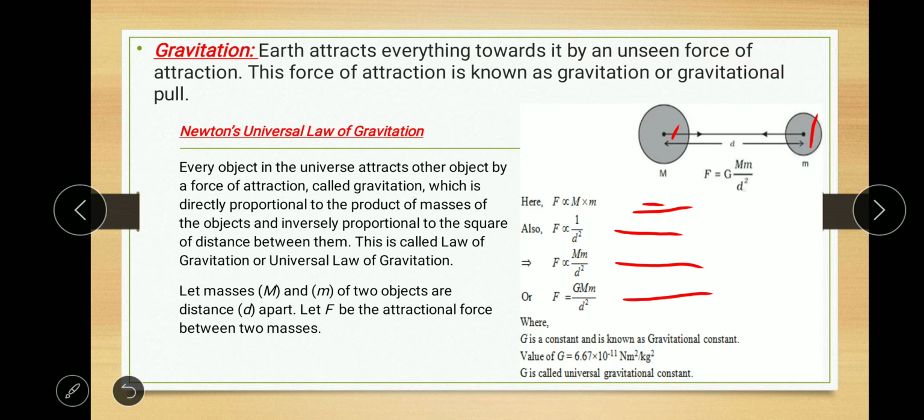So in this slide you learned what gravitation is, what Newton's universal law of gravitation is, an explanation of Newton's universal law of gravitation, and what the value of capital G is, that means the universal gravitational constant. Clear? So we will go to the next slide.